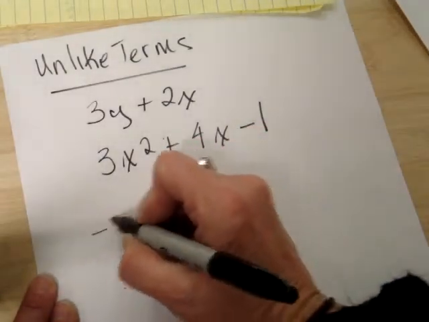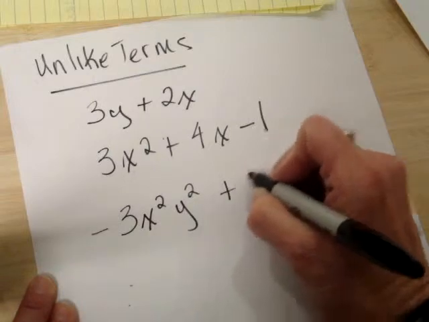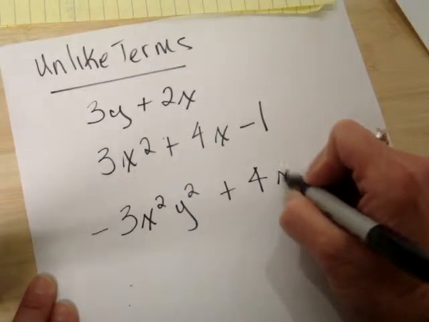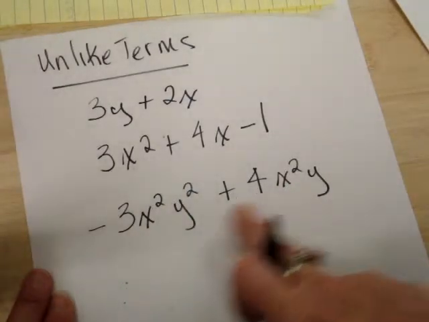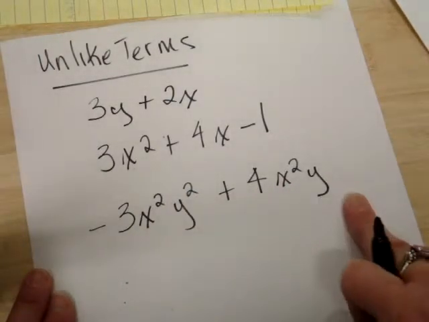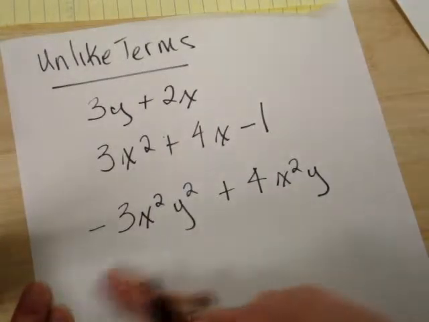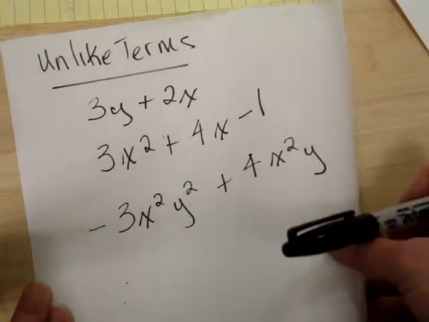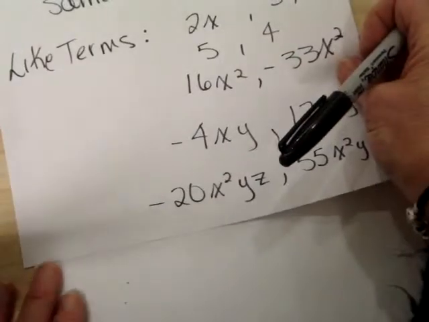And here's another one. 3x squared y squared plus 4x squared y. It looks close. They both have x squareds, but this has a y squared and that just has a y. So these are unlike terms and can only be written like this. You can't combine them any further. So let's go back to some of these other examples that I told you of like terms.